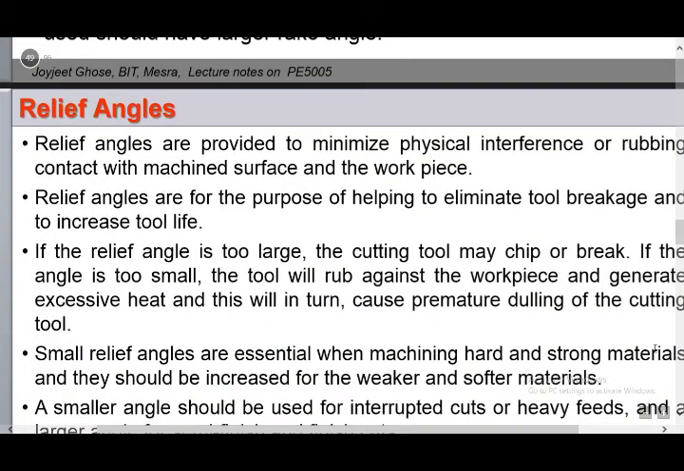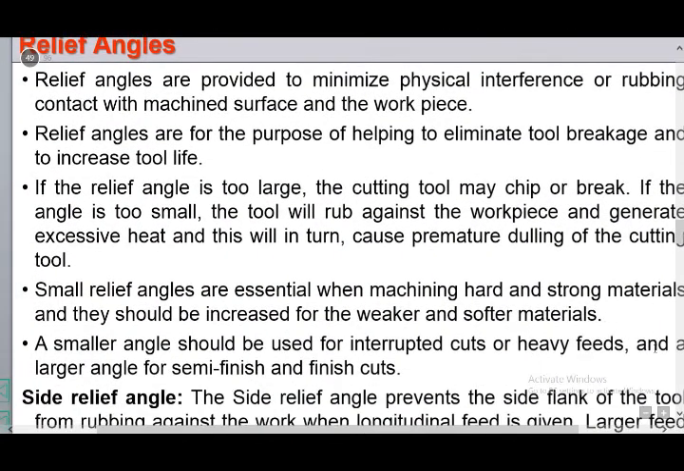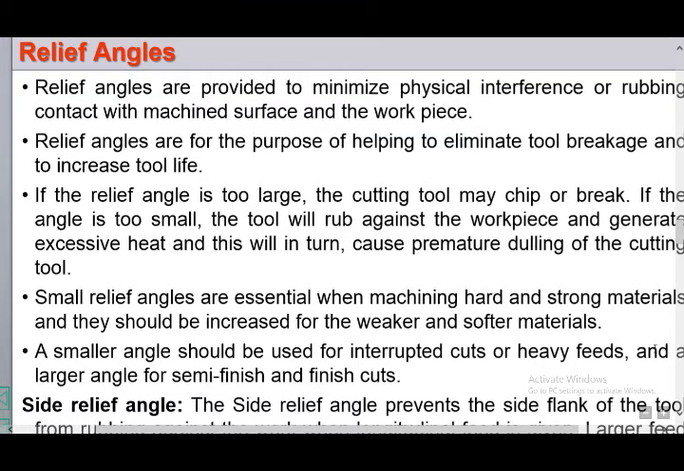Next, relief angles. Relief angles are provided to minimize the physical interface or rubbing contact between the machined surface and the workpiece. Relief angles help eliminate breakage and increase tool life. If the relief angle is too large, the cutting tool may chip or break. If the angle is too small, the tool will rub against the workpiece and generate excessive heat, and thus it will wear.